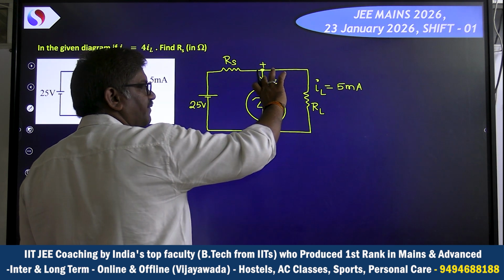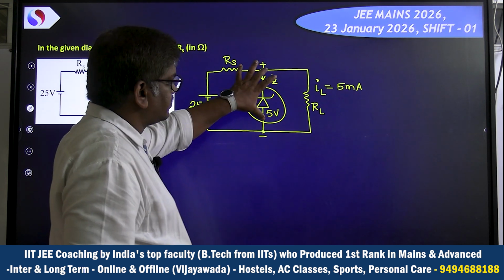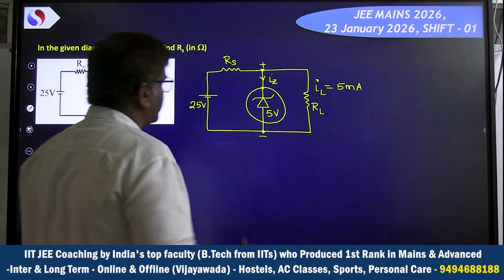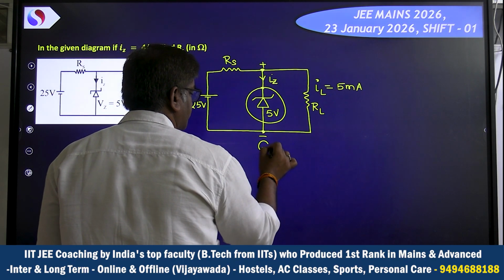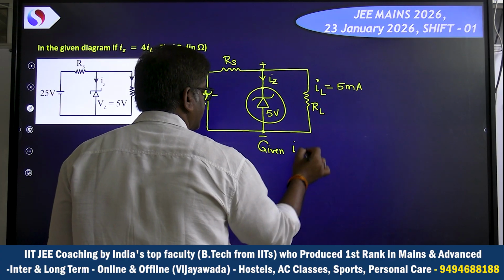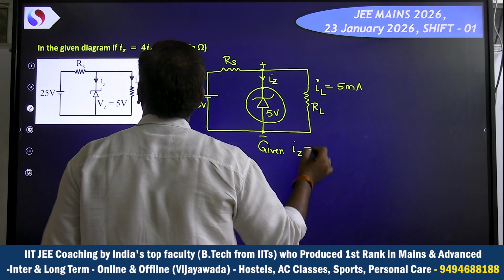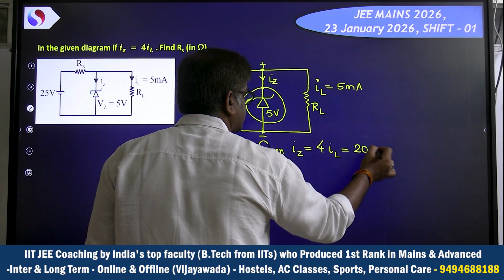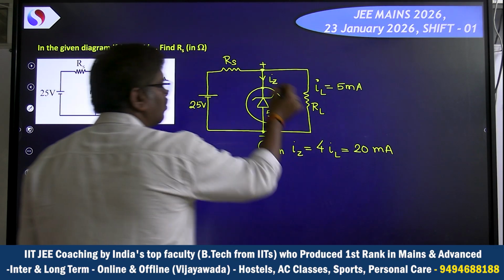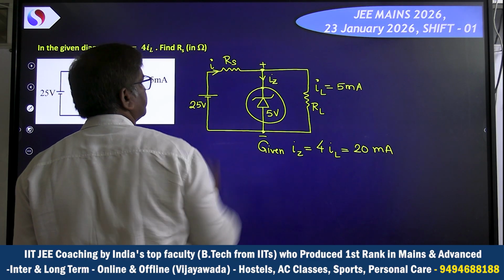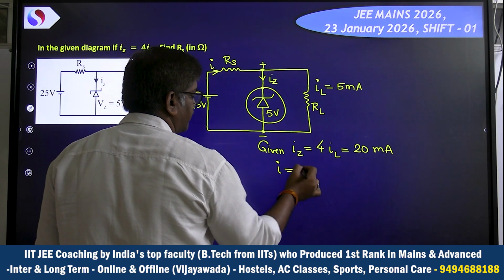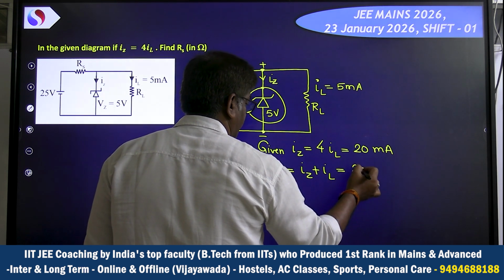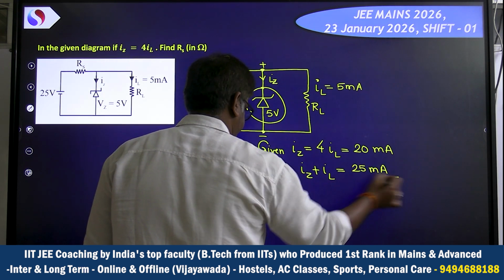If this voltage is 5 volt, you know that the Zener diode breakdown voltage is 5 volt, which is maintained, and current will be there. So what is the information given to you? It is given that IZ equals 4 times IL. That means IZ value we can find out as 20 milliampere. So the overall current passing through this RS will be IZ plus IL, which equals 25 milliampere.